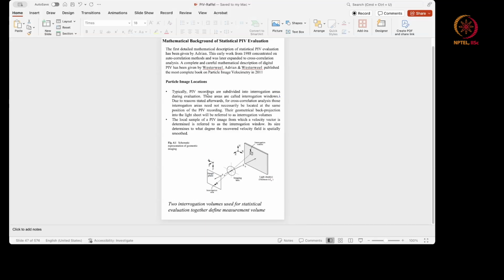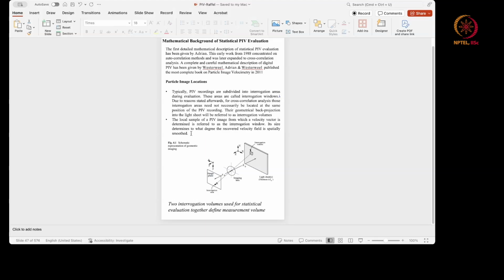Typically the PIV recordings are subdivided, as we know, into interrogation windows during evaluation. These areas are called interrogation windows. We will show later that for cross correlation analysis, these windows need not be located at the same position. Their geometric back projection will be referred to as the interrogation volumes. This is a local sample of a PIV image from which a velocity vector is determined, referred to as the velocity vector of that interrogation window. Its size determines to what degree the recovered velocity value is spatially smoothed.